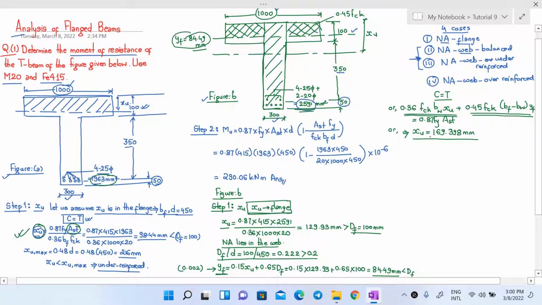Now we know that we computed the depth of neutral axis xu max in our first case also. The value of xu max was 216 mm. Now we got this value of xu to be less than xu max. Hence we can say that our T-beam is under reinforced.